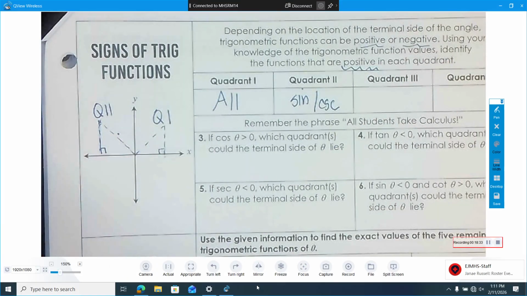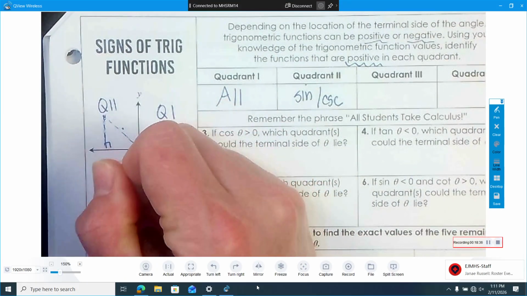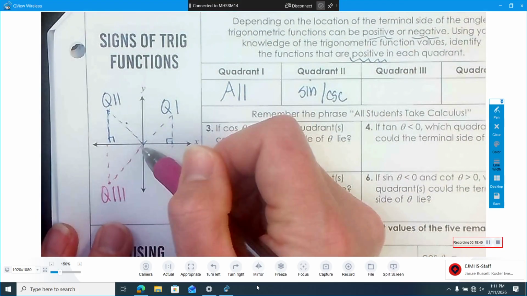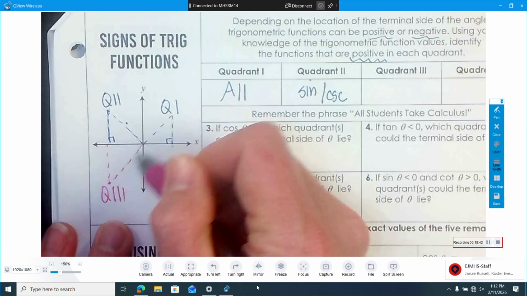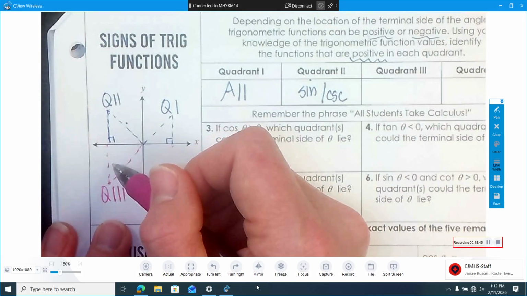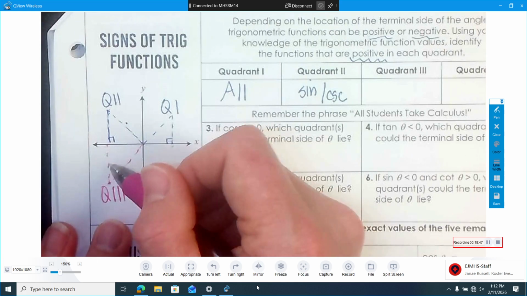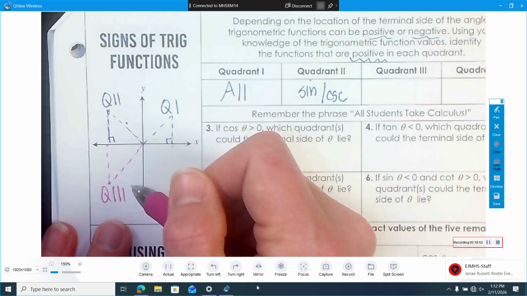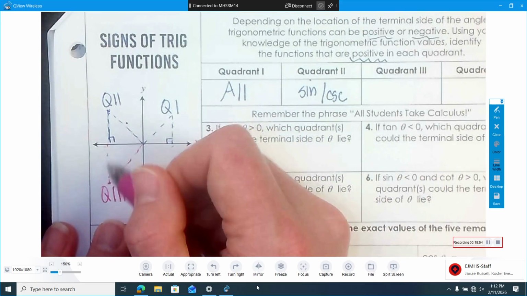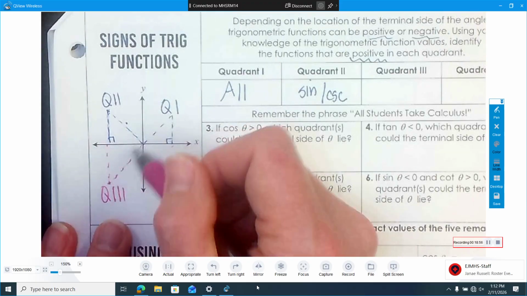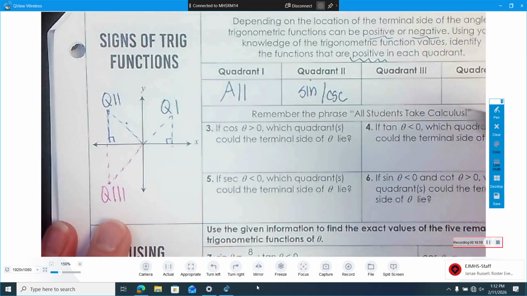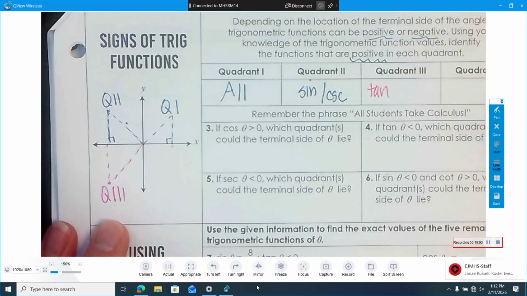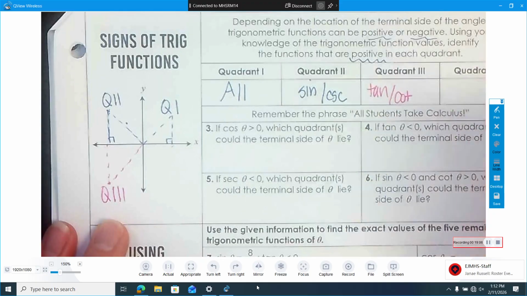Let's look in quadrant 3 here, if I have my little reference triangle. In quadrant 3, sine, opposite over hypotenuse, is that going to be positive or negative? Negative. Cosine, adjacent over hypotenuse, that's also negative. What about tangent? Positive. Opposite over adjacent. Negative over a negative is going to give us a positive. So in quadrant 3, tangent is going to be a positive result, and also its reciprocal cotangent.